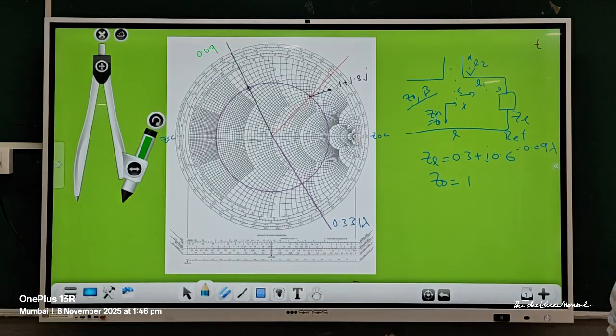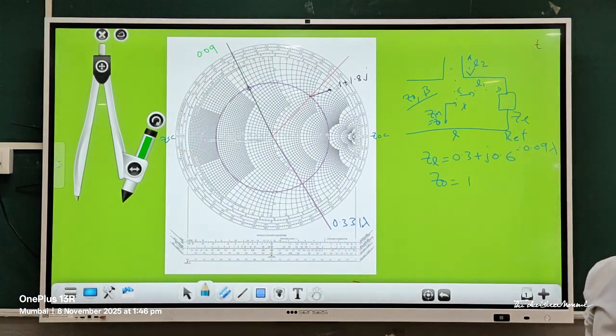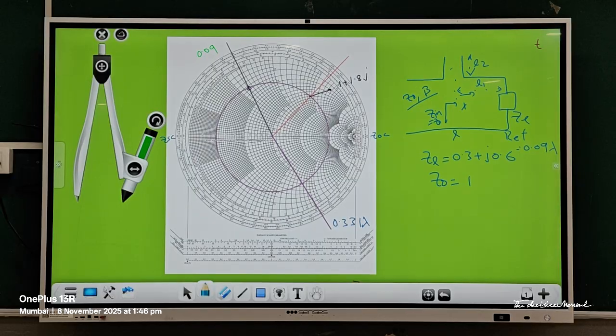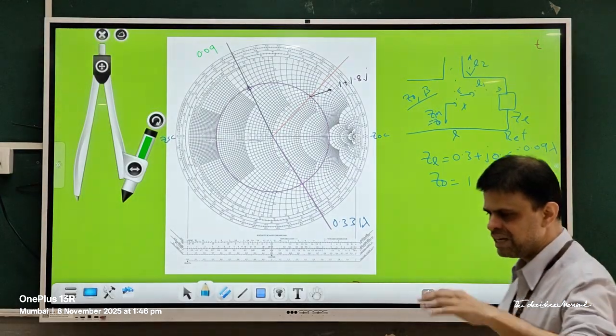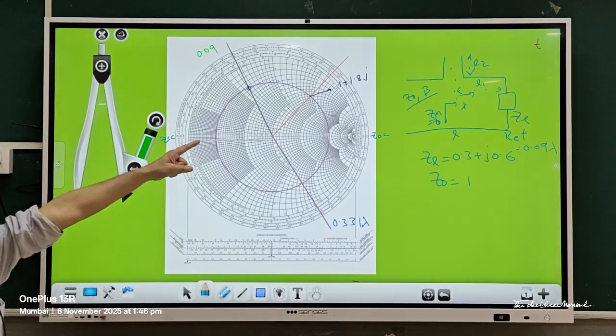Without the presence of this stub, the impedance at point L1 from the load point is 1 plus jx. So we need to do some modification over there so that the net impedance is equal to 1, that is the characteristic impedance. And that's precisely what we are going to do. We are going to use a stub connection over there. Using that stub connection, we are going to realize total impedance equal to unity. So we will be putting a stub over there.